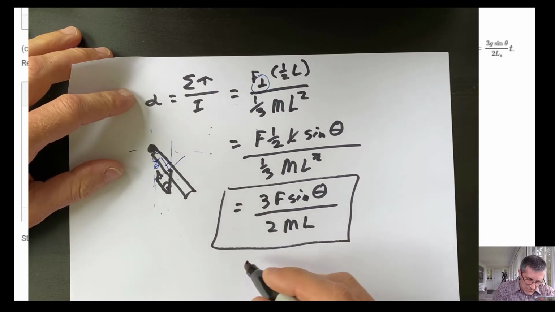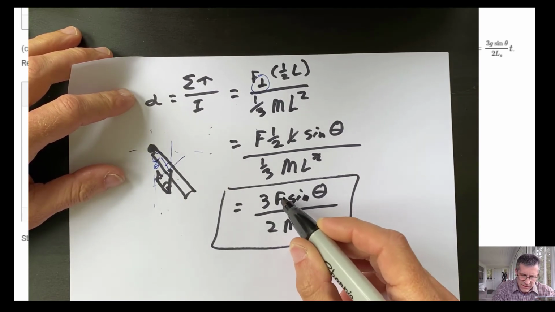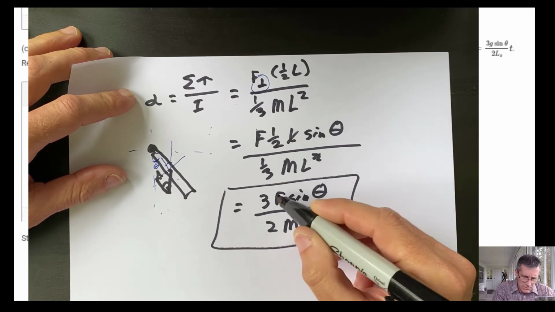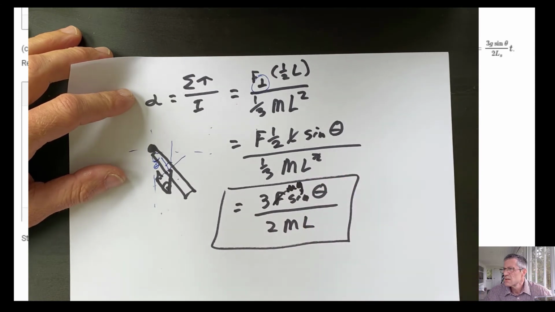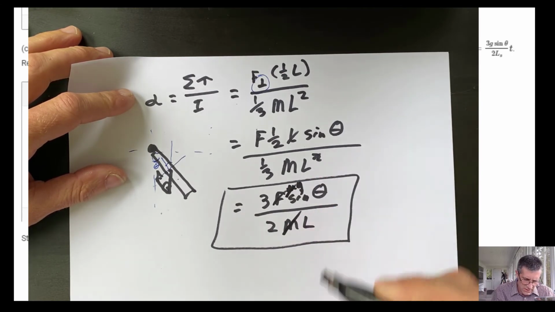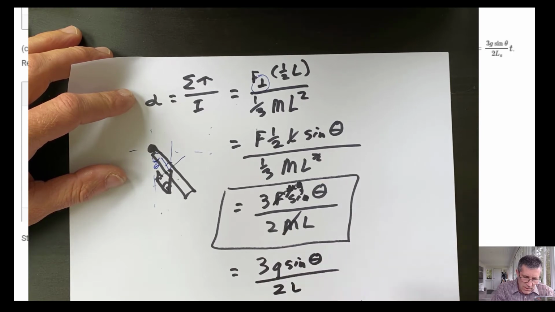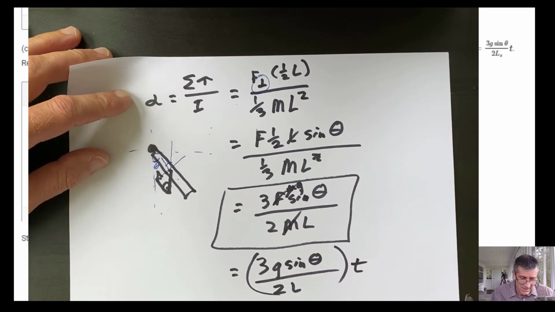So I'll have 3, the force, or not the force, maybe I need to change this to mg to get to their final answer. Did I skip the mg part of it? Maybe I did. So this is equal to 3g sine theta over 2L. And what they do for this next question is they just multiply all that times time. Does that make sense? Right?